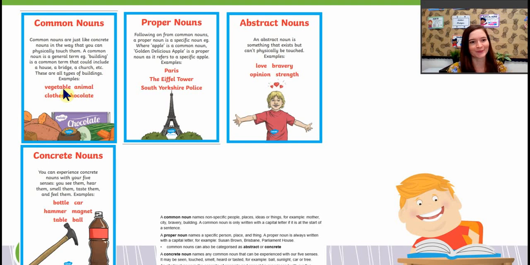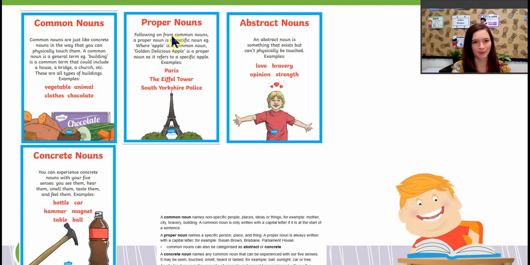Vegetable, delicious. Animal, clothes, chocolate. So they are all things that you can physically touch. Concrete nouns you can experience with your five senses, so you can see them with your eyes, hear them with your ears, smell them with your nose, taste them with your tongue, and feel them with your hands. So some things like bottles, car, hammer, magnet. These are all concrete nouns. And we are going to be focusing today on common nouns and proper nouns.